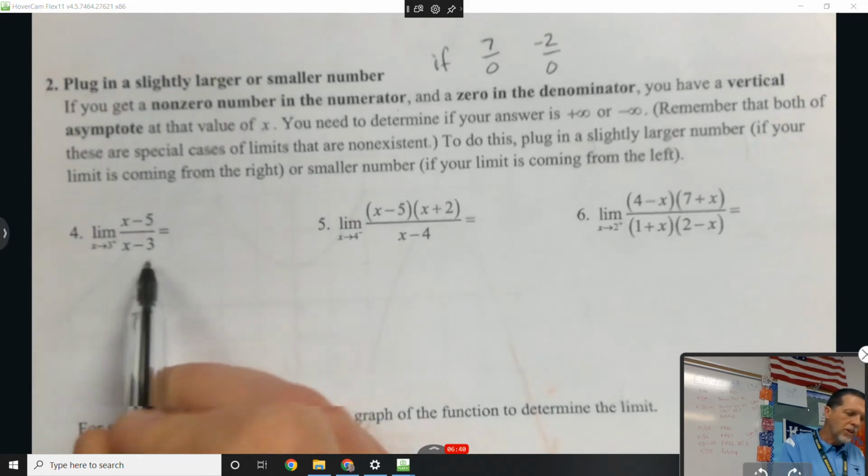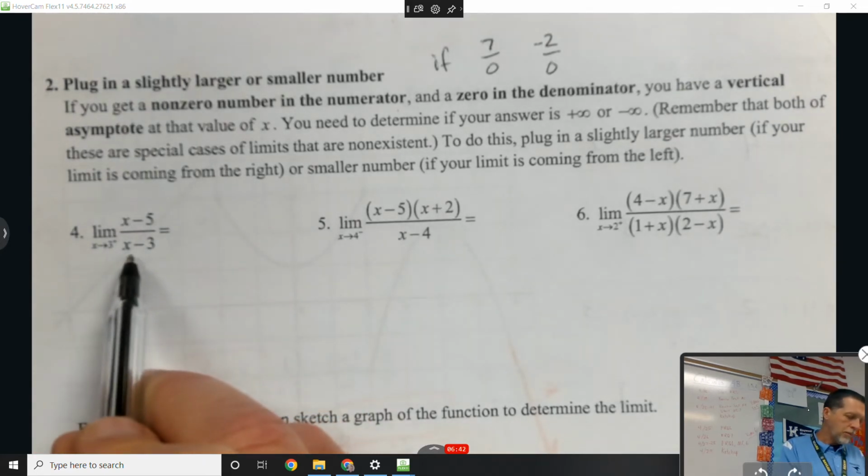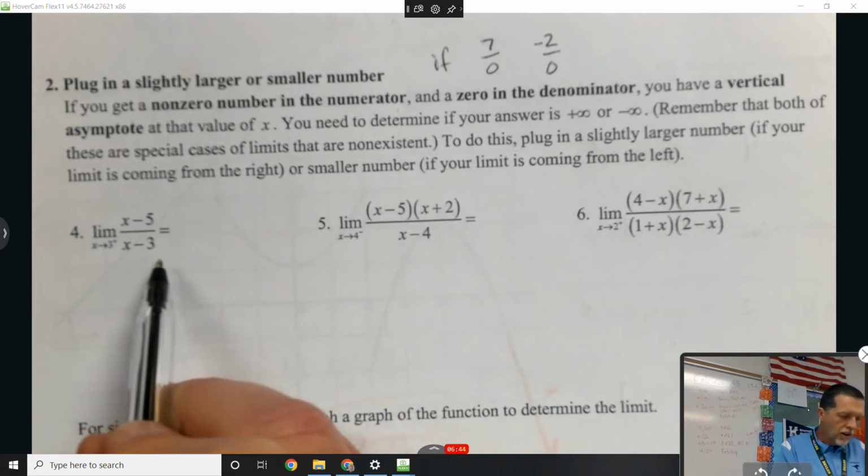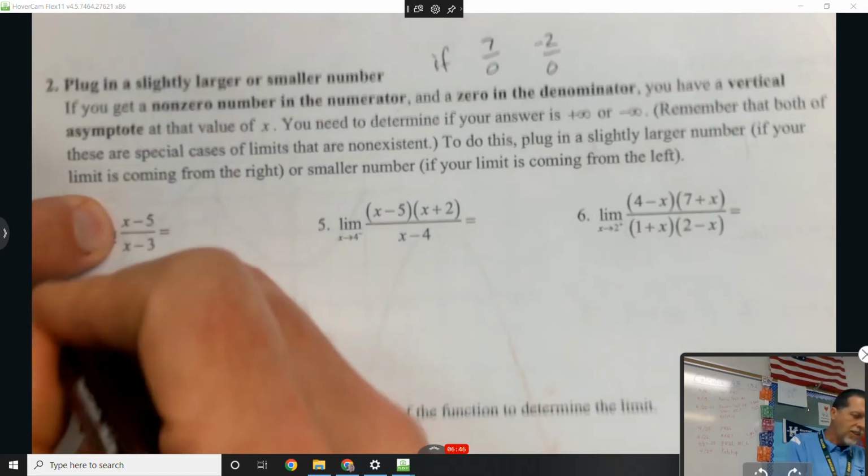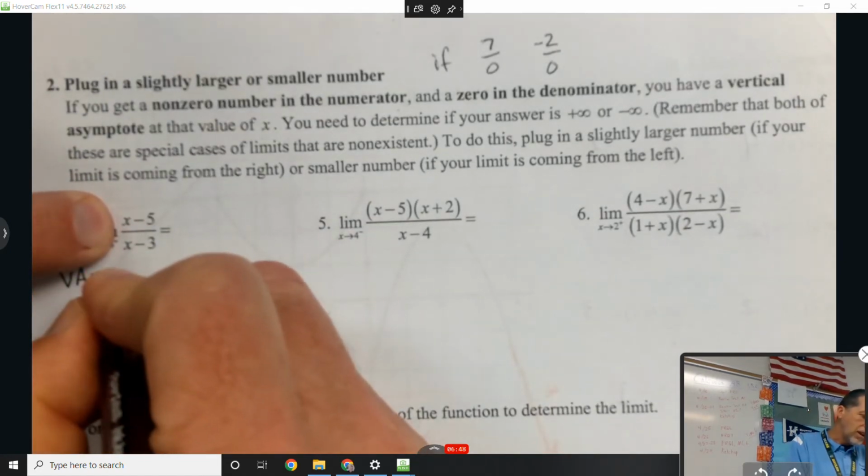Let's pause there and look at number 4. This is the same one from the previous page. Forget the limit stuff. This thing has a vertical asymptote at x equals 3.